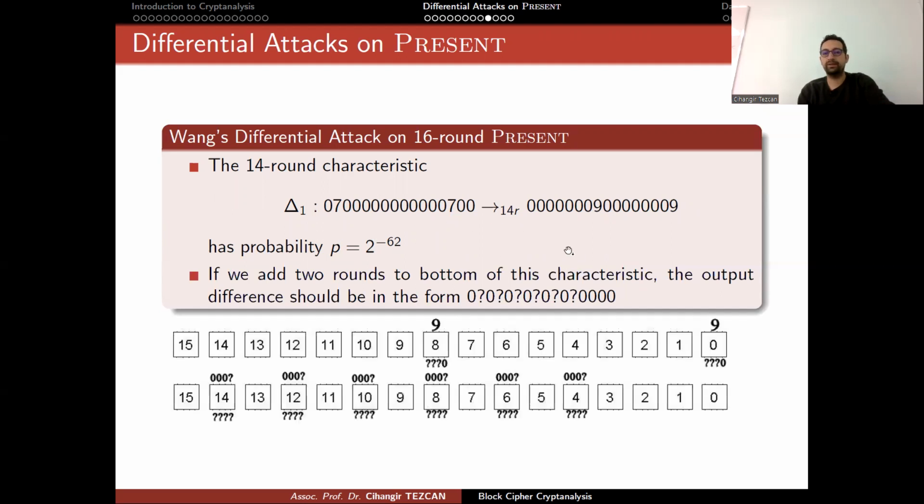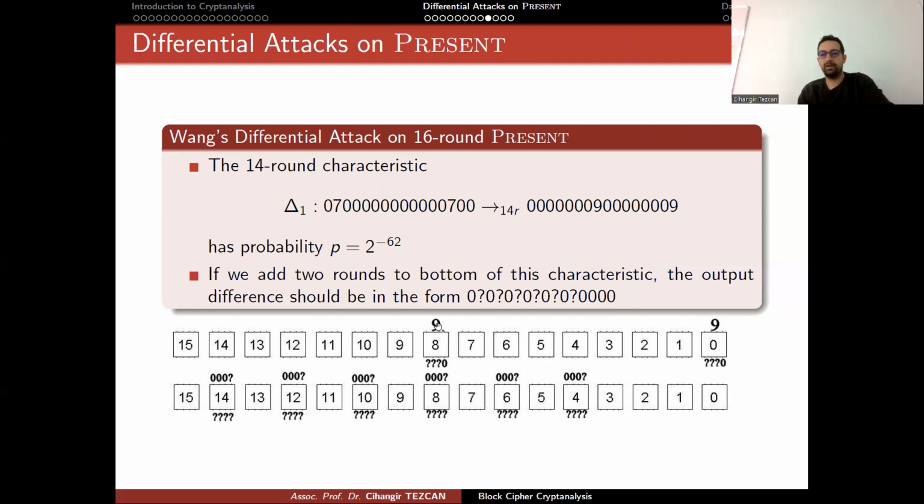We add 2 rounds to the bottom, and note that this 14-round distinguisher ends with 9 values here. So now we add 2 rounds. By adding 2 rounds, we are just looking at what can happen after these 2 rounds. Okay. So if there is a non-zero difference here, this will mean that the output will have some kind of difference. Normally, you would write 4 question marks here. But due to a property in PRESENT, we observe that this bit cannot have a difference, but it doesn't matter. You have to know that value.